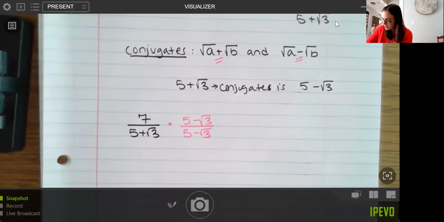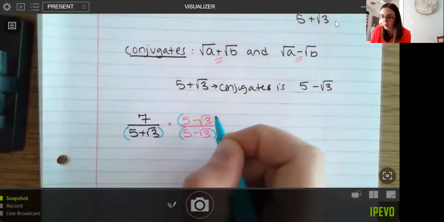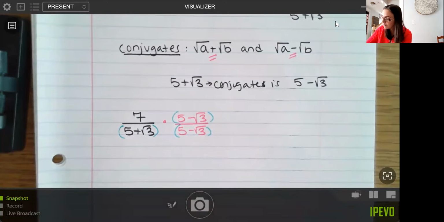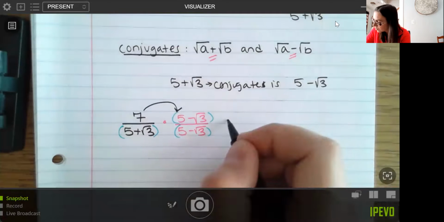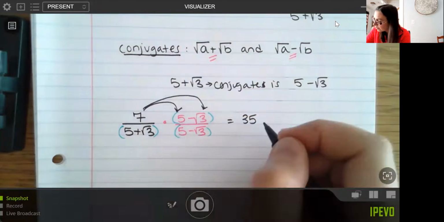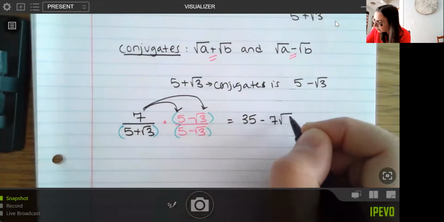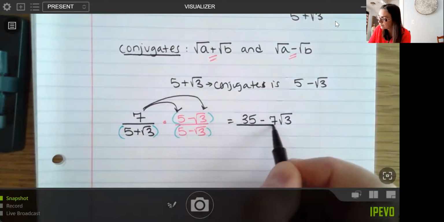Remember too, that if you have more than one thing in a fraction, they're all sort of stuck together. So you can think of it like this, and you are going to distribute. I'm going to do 5 times 7, which is 35. And then that's 7 times negative root 3. And remember, we don't multiply outside and inside numbers, so that 7 stays on the outside and the 3 stays on the inside.